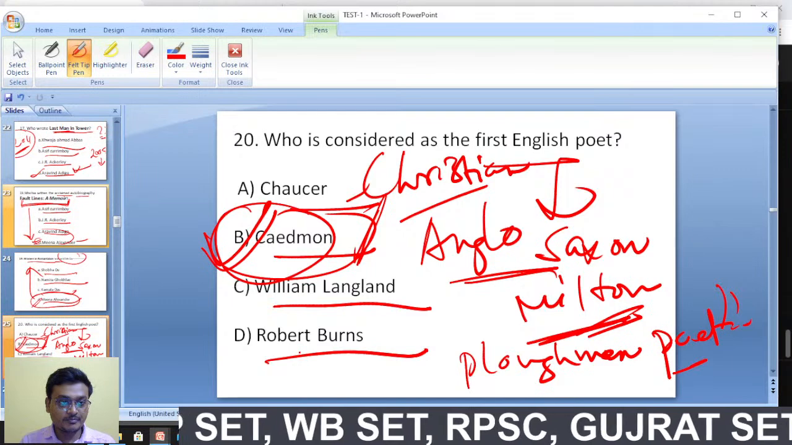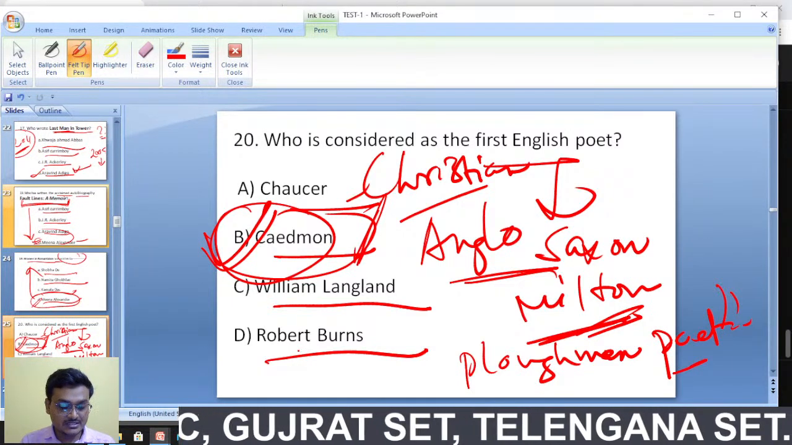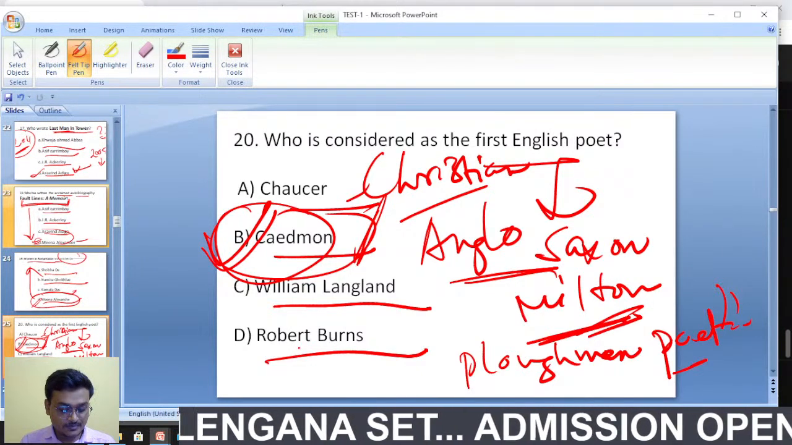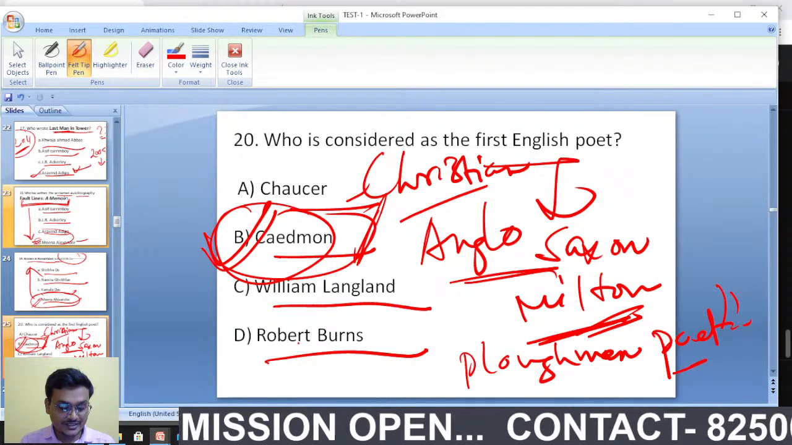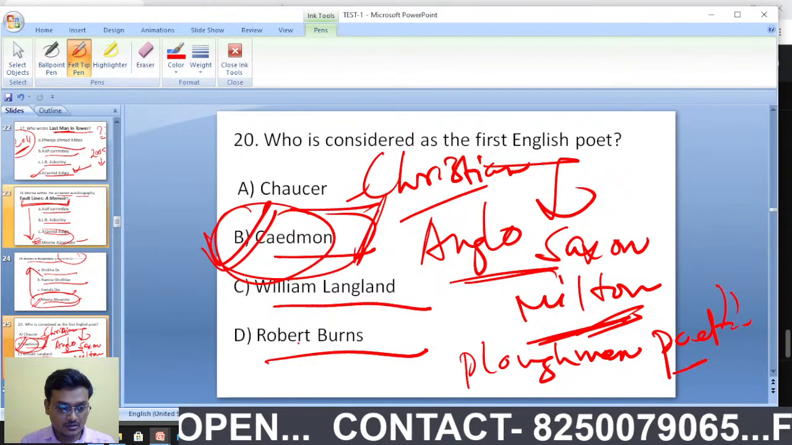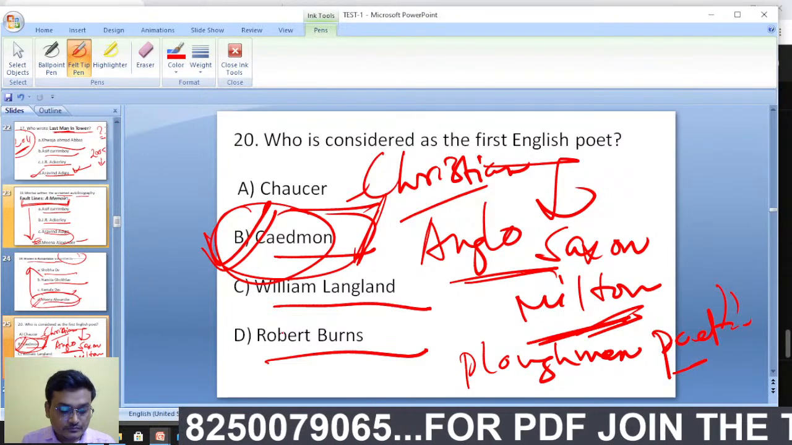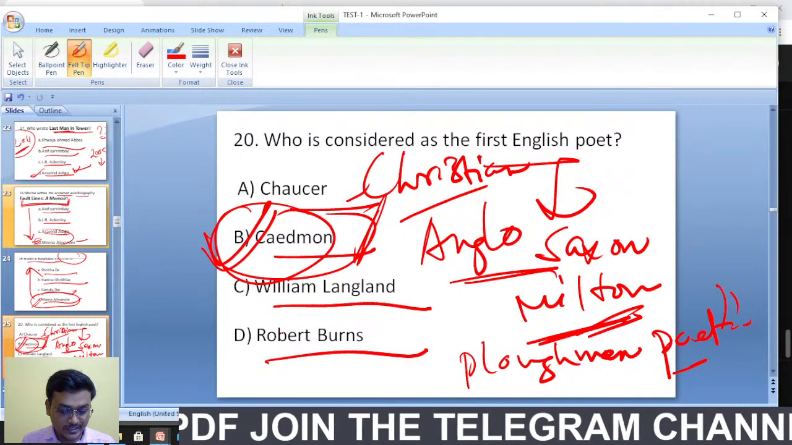First English poet is here Cadman. He is also known as Anglo-Saxon Milton. Christian poet Cadman is the right answer. And who is the ploughman poet here? Of Scottish, the Scotland poet here, the ploughman poet here.